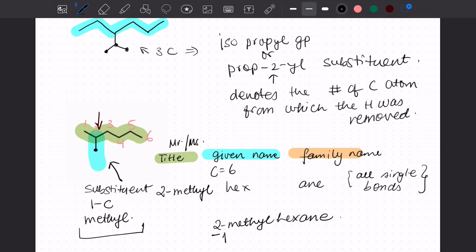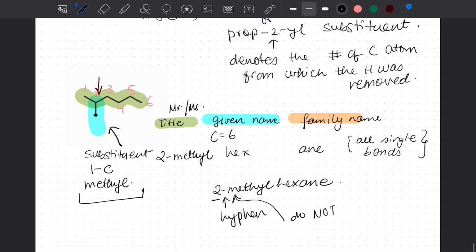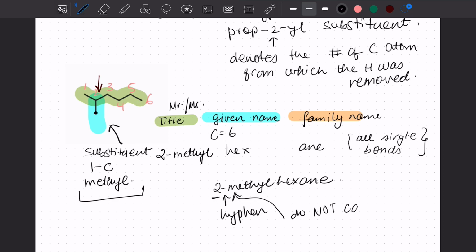Note the hyphen here between the number and the letters, and note that we do not capitalize the first letter of the name. Between the methyl and the hexane, you can either write them together, join the words, or give some space. Usually people find that when handwriting, it is better to give some space so it's easier to read.